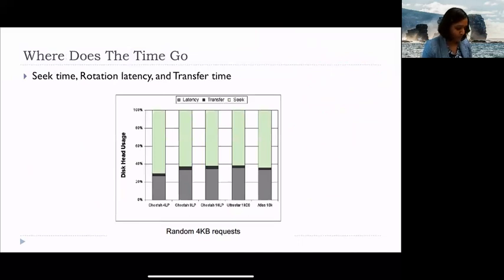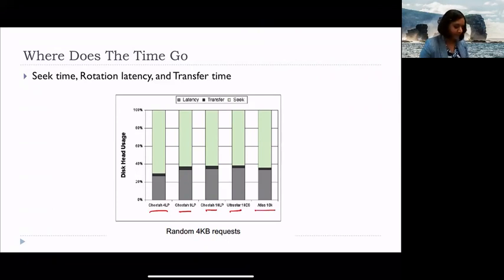Next, we're going to look at how seek time, rotation latency, and transfer time matter in some of the popular real disks. Cheetah is a popular series of hard disk. UltraStar is another popular series of hard disk. Atlas is another hard disk.